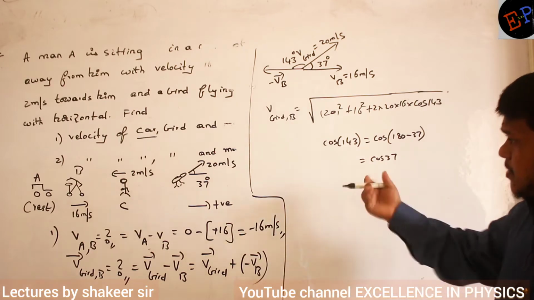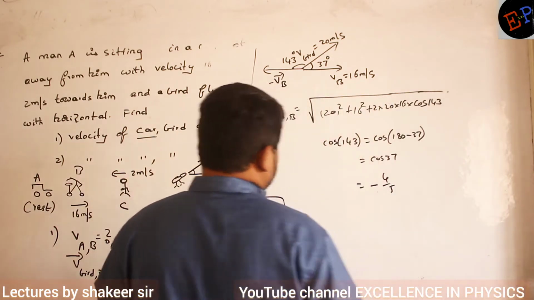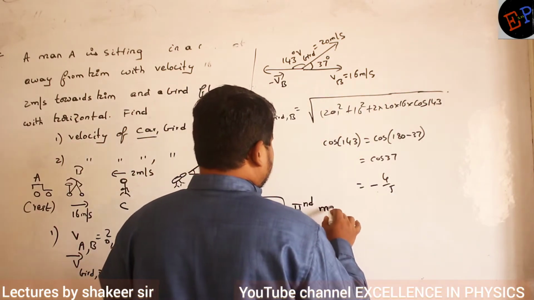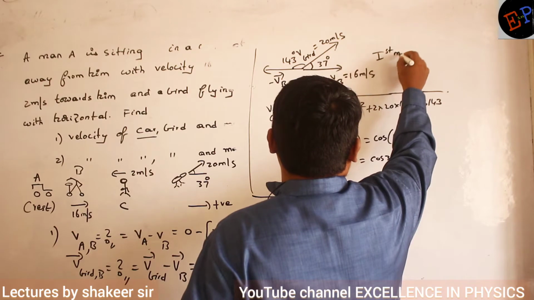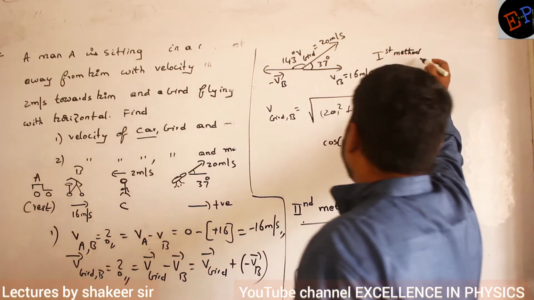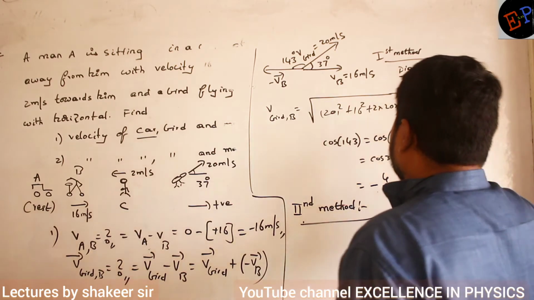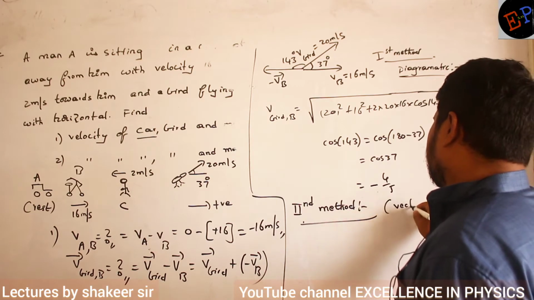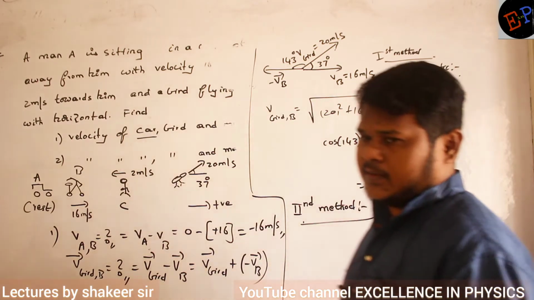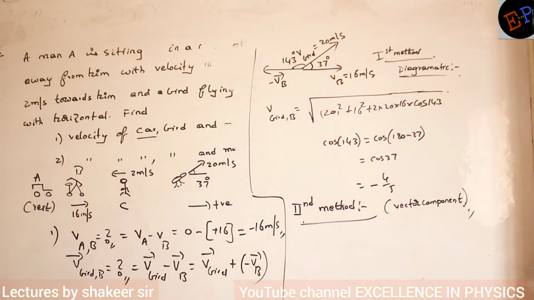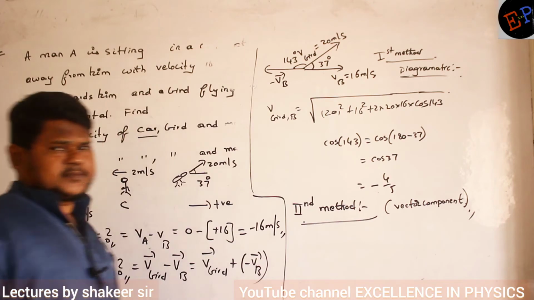Second method also we will study, which is very, very important. First of all, make a note up to here. Then we will study the second method of solving the same problem. So what is this first method called? First method, you can call it the diagrammatic method. And the second one which we solve is the vector component method. Come on, make a note. Completed?